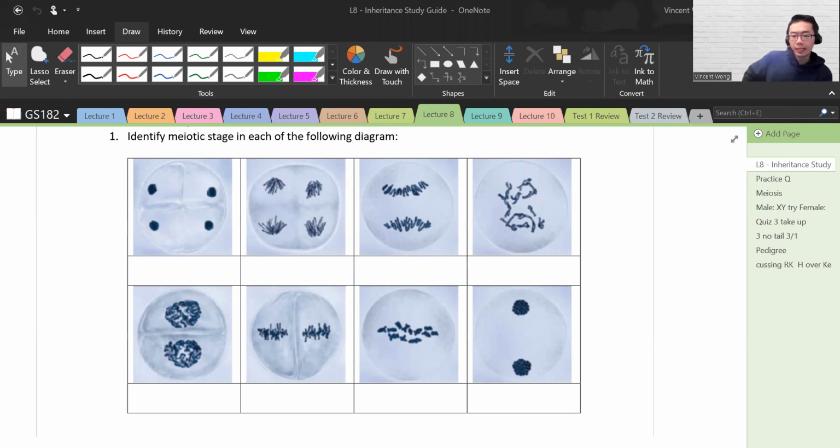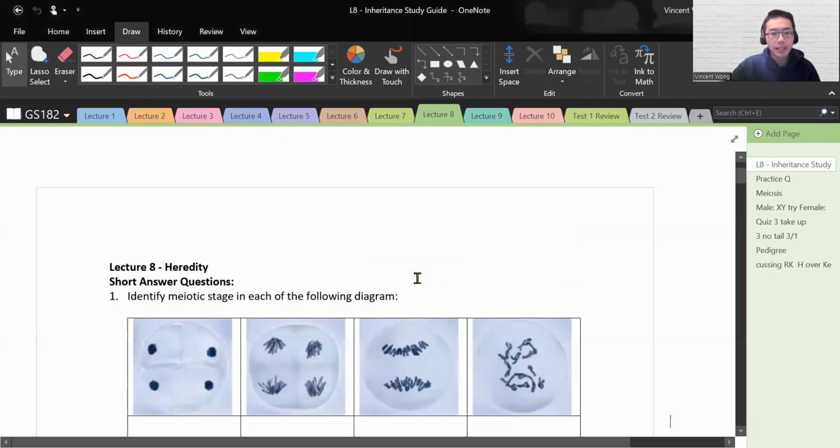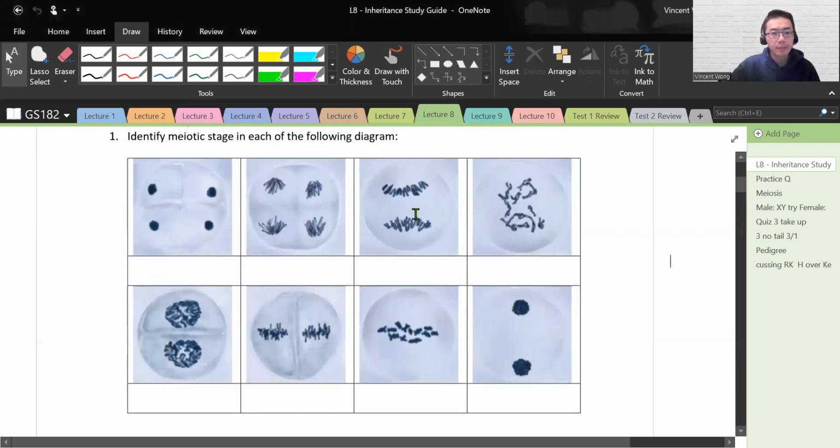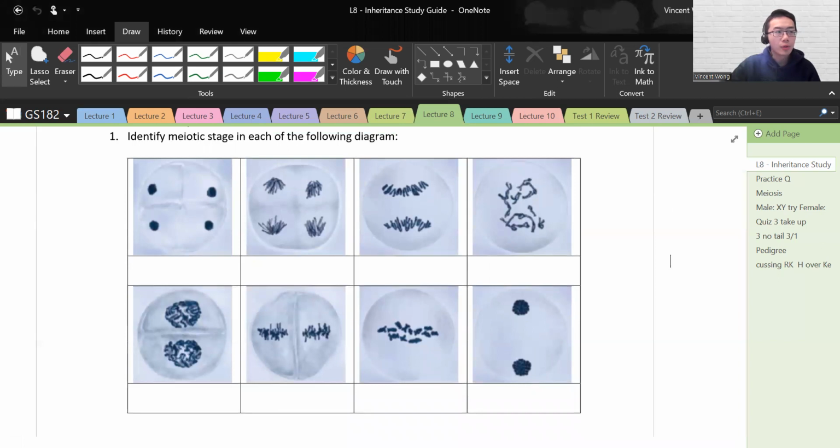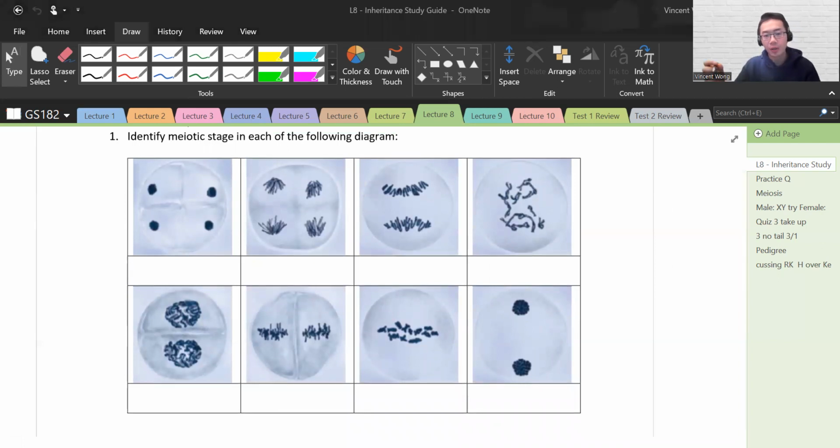So we're almost nearing the end of the semester. We only have 2 more lectures to go after this one. There's number 9, which is on biotechnology, and then we will have the bodily tissues, which is a nice transition to the next semester. So in this study guide, we have some pictures that show the different stages of meiosis.